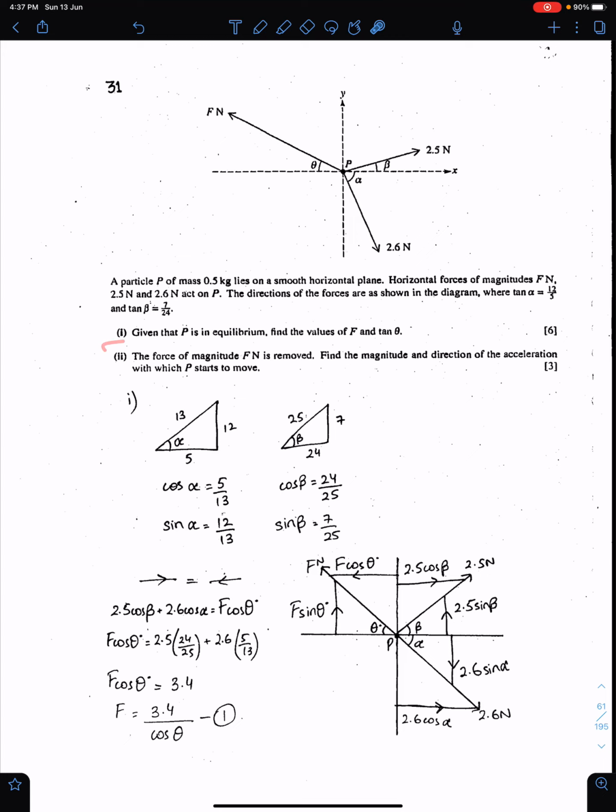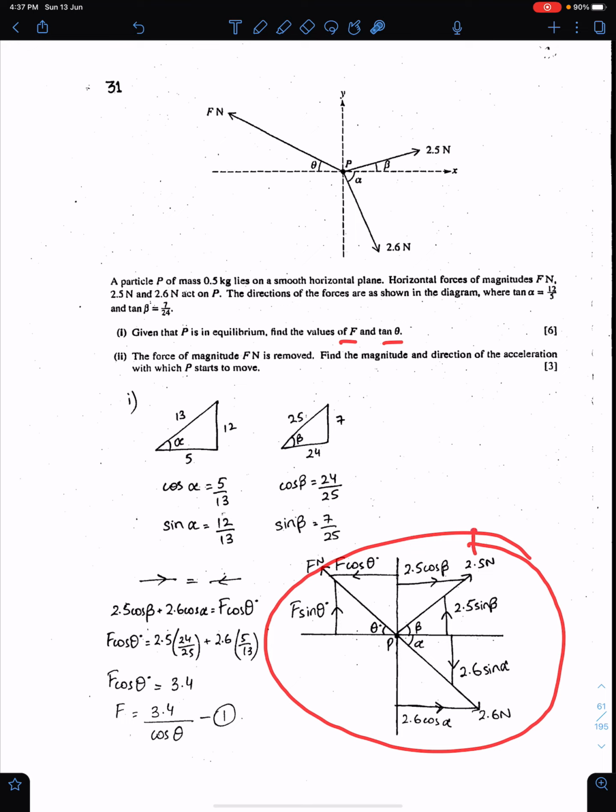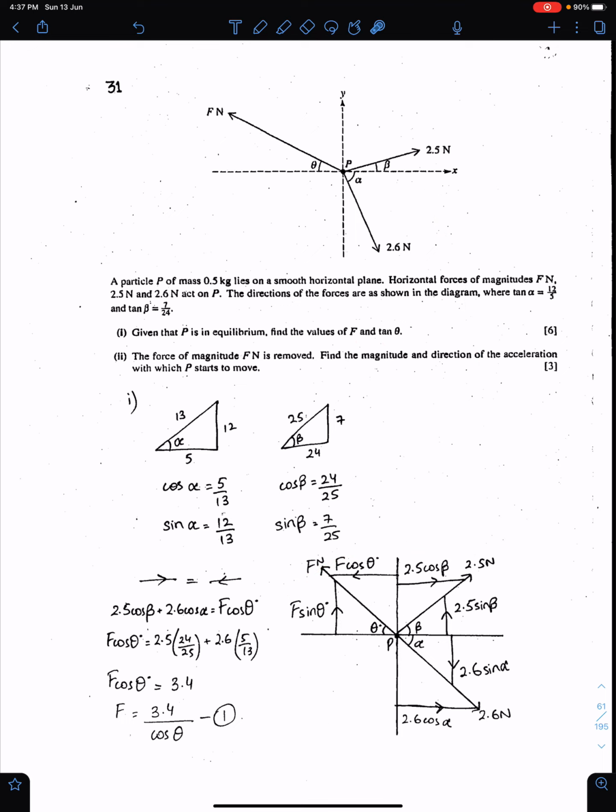Part 1. Given that P is in equilibrium, find the values of F and tan theta. This is the force diagram of this situation. This 2.5 has two components, 2.5 sine beta, 2.5 cos beta. Similarly, F has two components and 2.6 has two components. Since the particle is in equilibrium, therefore all right is equal to all left. So this plus this is equal to F cos theta.